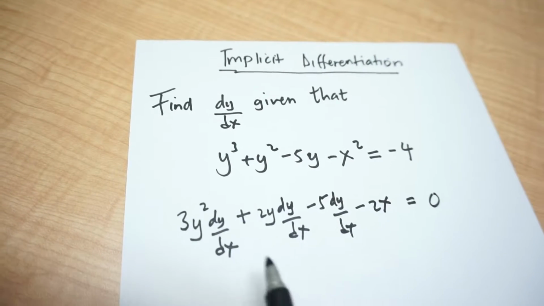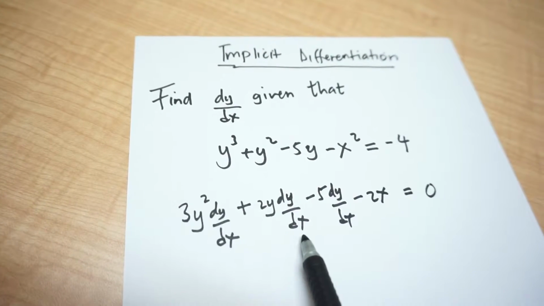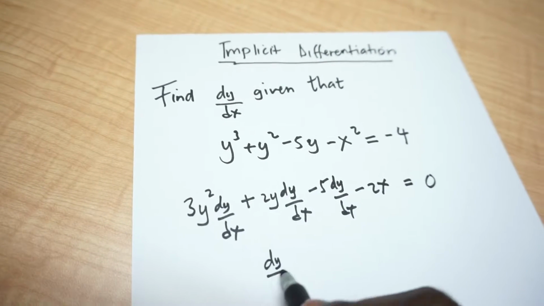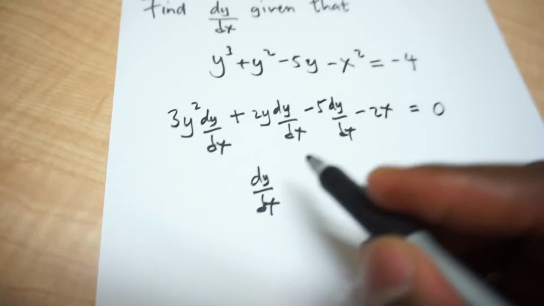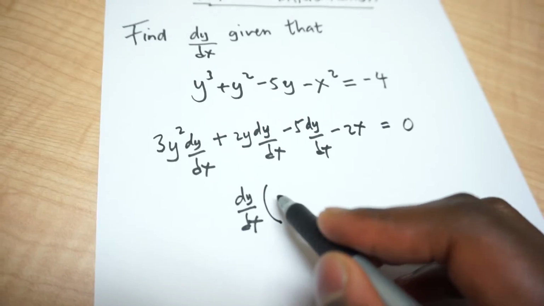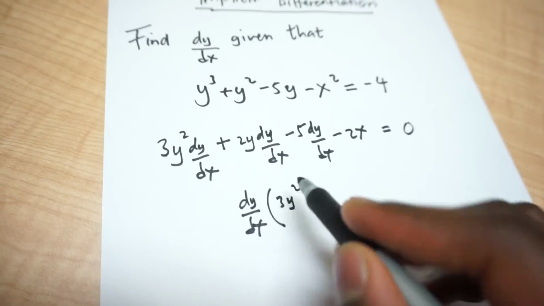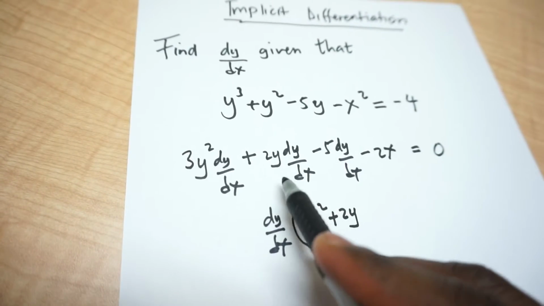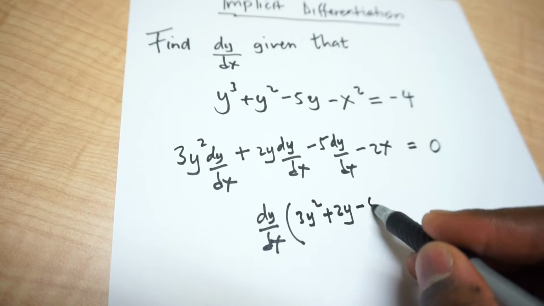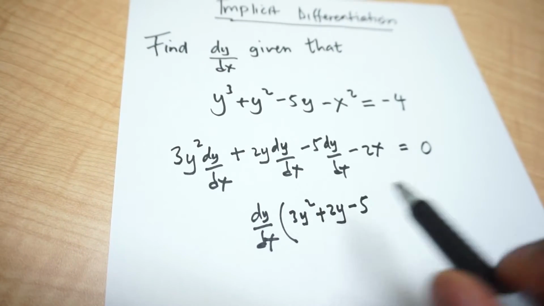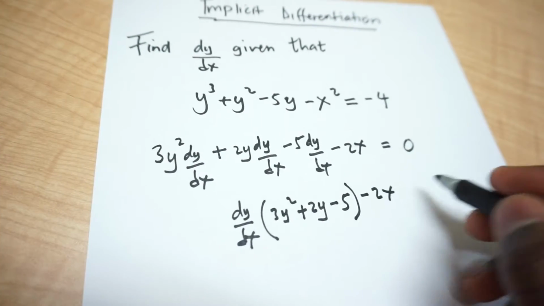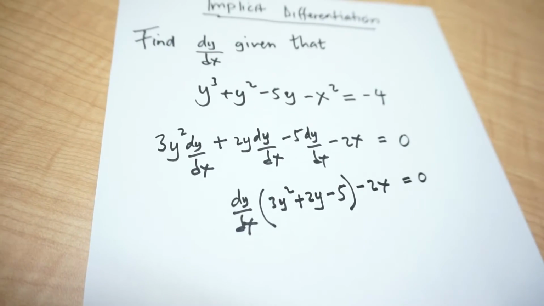In this case, we have a dy/dx in this term, a dy/dx in this term, and a dy/dx in this term. So that means we can factor it out. Pull out dy/dx, and what you're left with inside the parentheses is going to be 3y squared, which is this term, plus 2y, which is this term, minus 5, which is this term right here. Close the parenthesis, minus 2x equals 0.